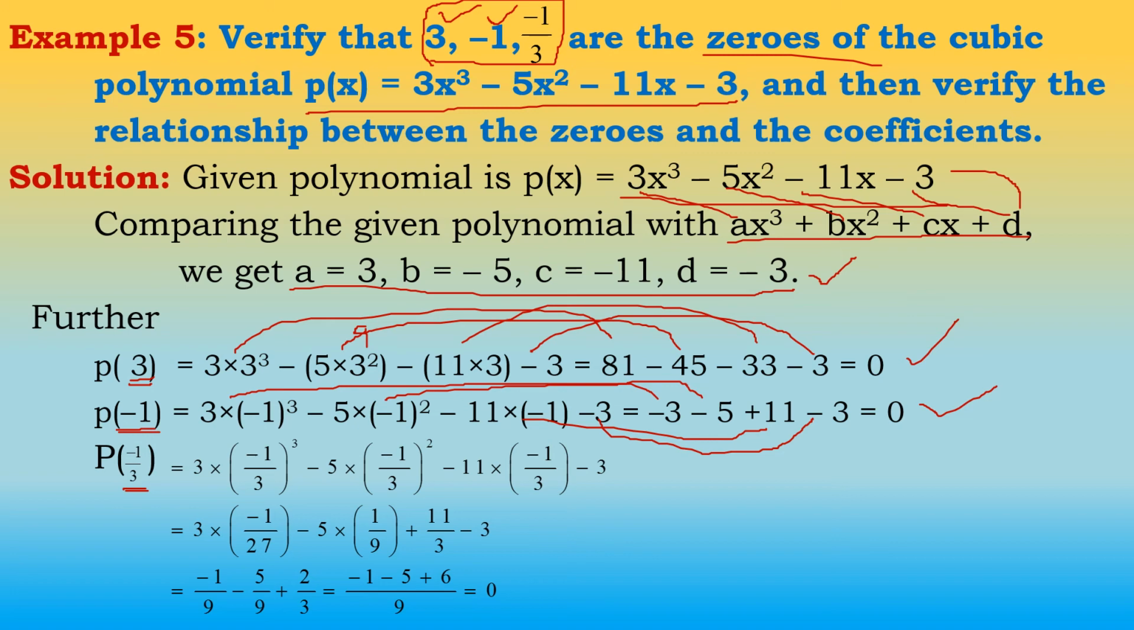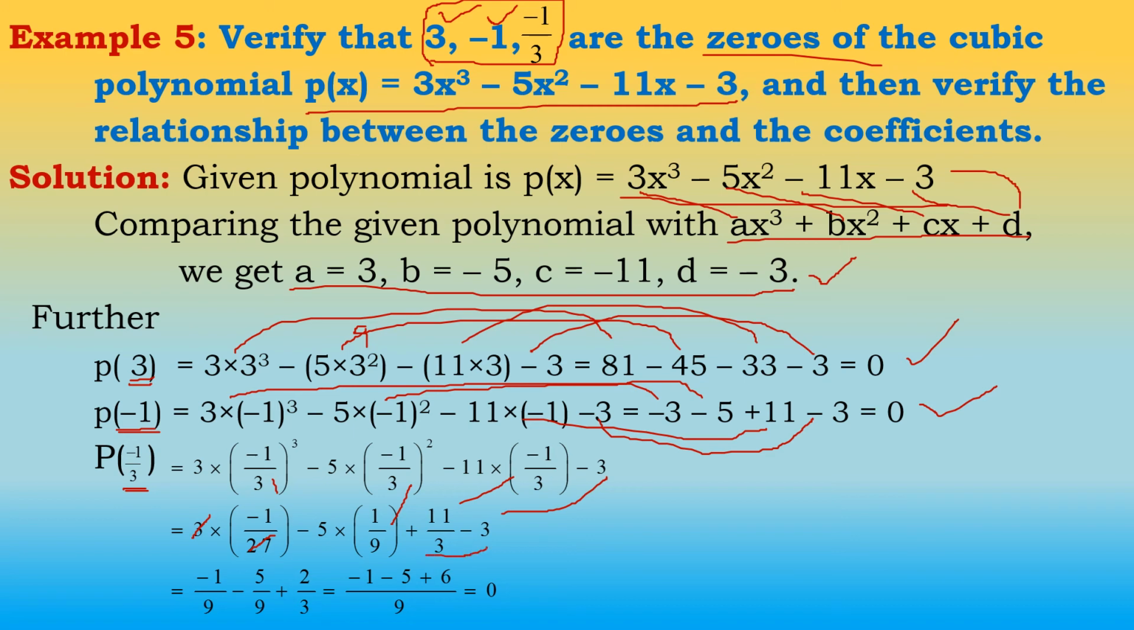Now when we simplify, I have 3 into minus 1 by 3 whole cube, which gives minus 1 by 27, minus 5 into minus 1 by 3 whole square. Minus 1 whole square is 1, 3 square is 9, which gives 1 by 9. So minus into minus plus 11 into 1 by 3, which gives 11 by 3, and minus 3. Now here we can have cancellation: 3 ones are 3, 3 nines are 27. So you have minus 1 by 9, minus 5 into 1, minus 5 by 9.